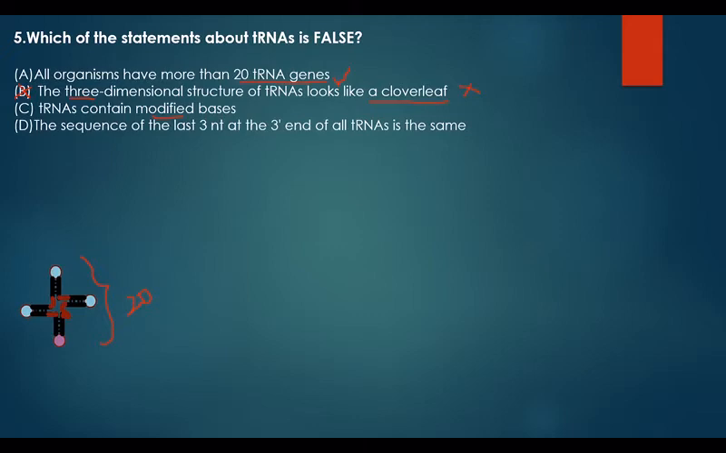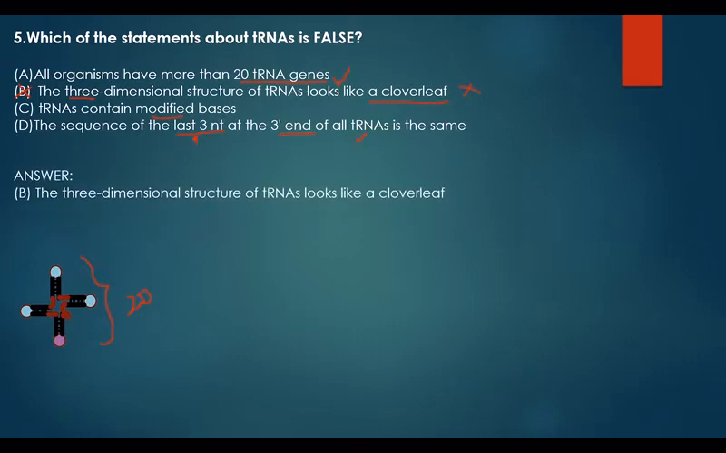So C is true. And next is, the sequence of last 3 nucleotides at the 3' end of all tRNA is the same. True, because the last 3 nucleotides will obviously be stop codons. So D is true. So here the answer is, the 3D structure of tRNA looks like clover leaf is false.